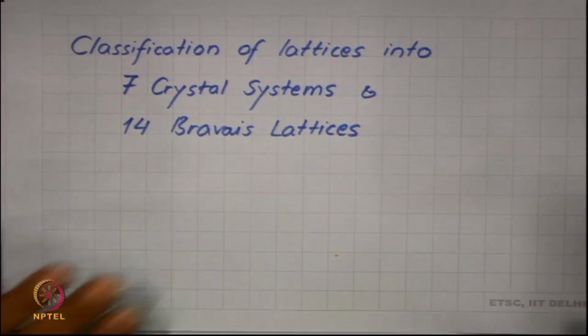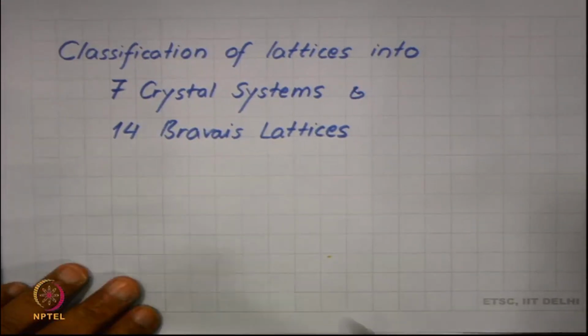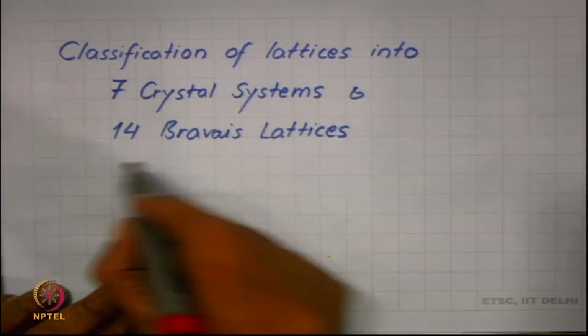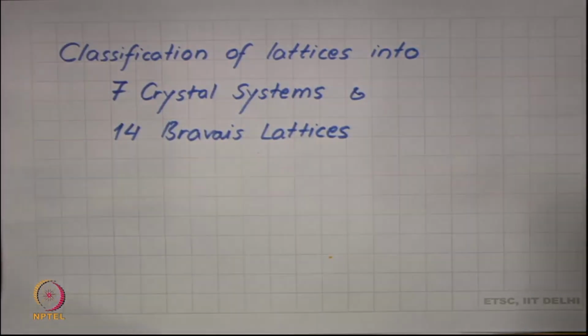So, we will continue this in the next video with the classification of lattices into 7 crystal systems and 14 Bravais lattices. This will be our next topic. Thank you.